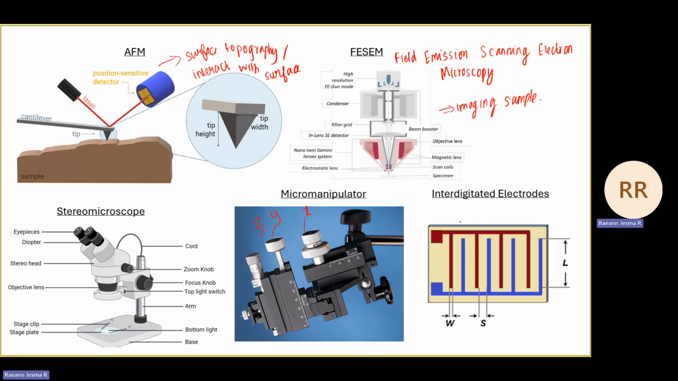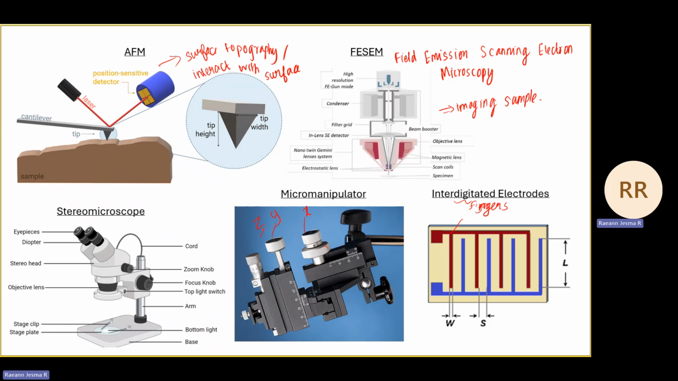Then we know interdigitated electrodes, which we have seen in our lessons many times. Interdigitated electrodes are electrodes where digits means fingers. They are closely spaced fingers arranged in an interleaving fashion. They are also called comb electrodes. These can be used to measure electrical properties of the cells, like impedance and so on.